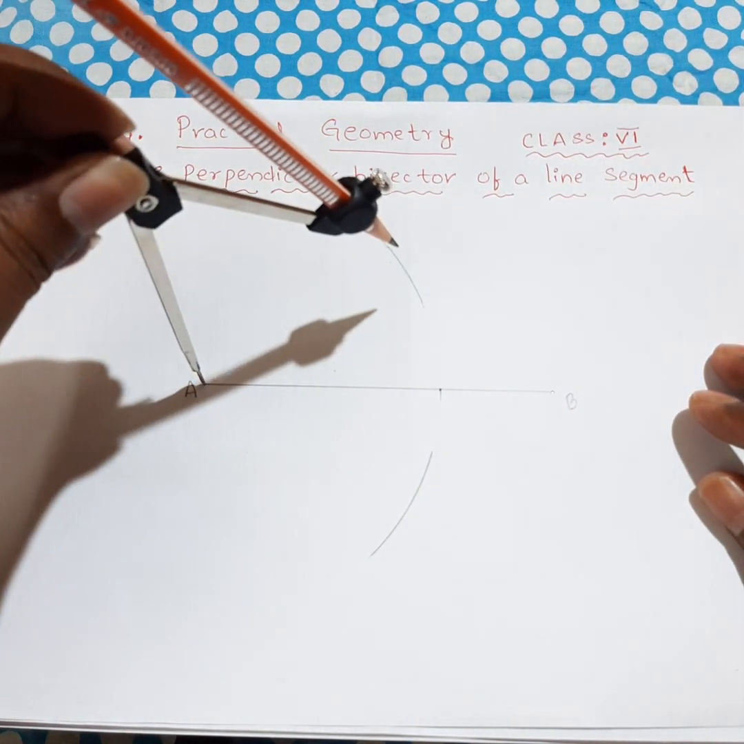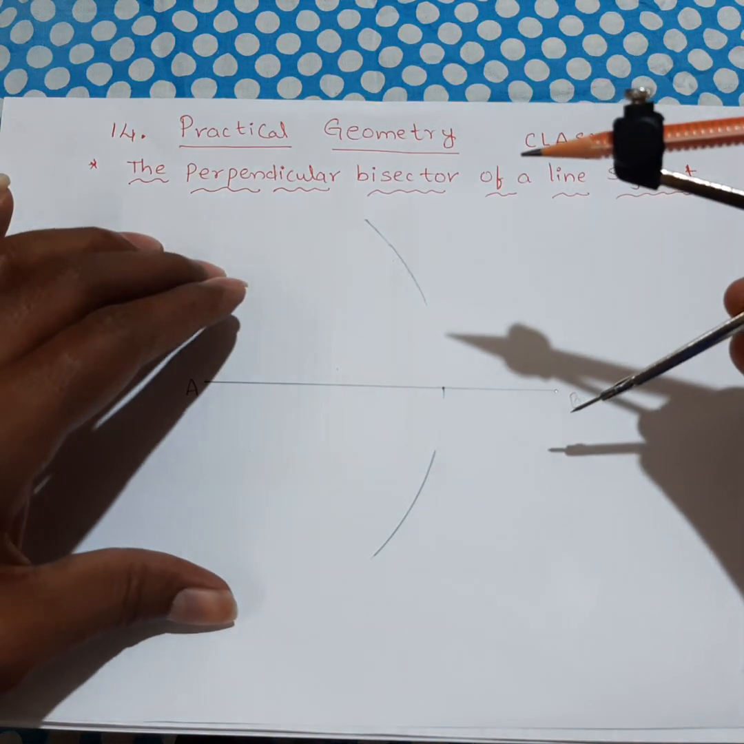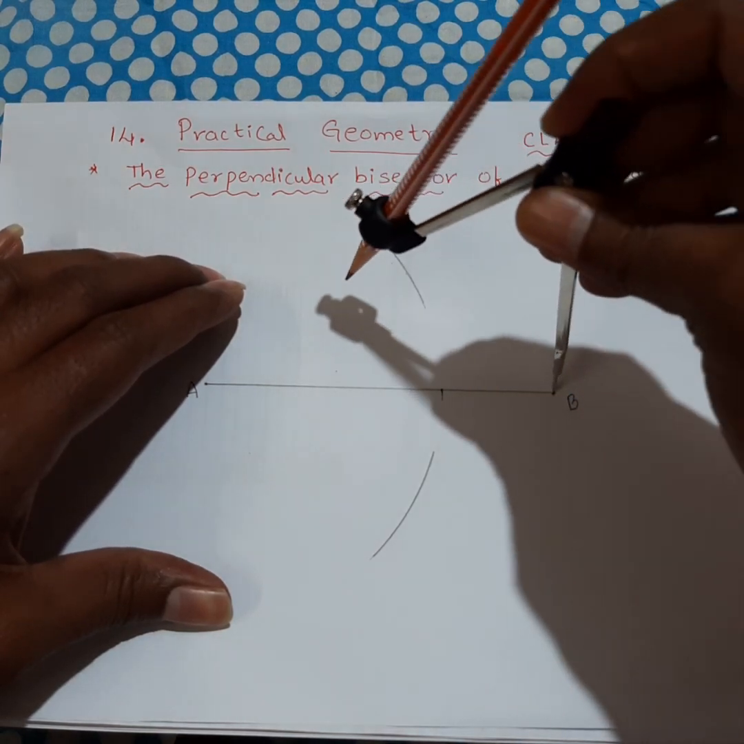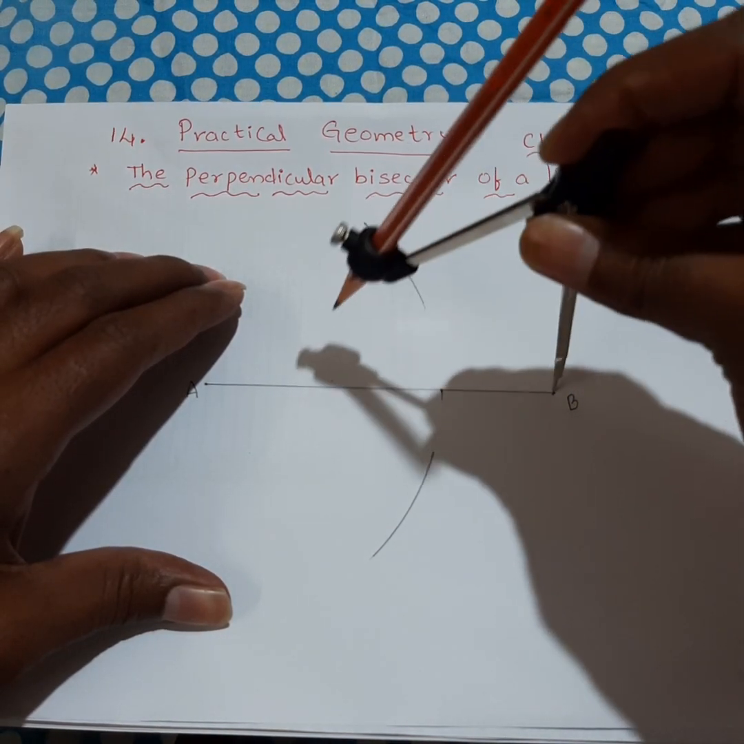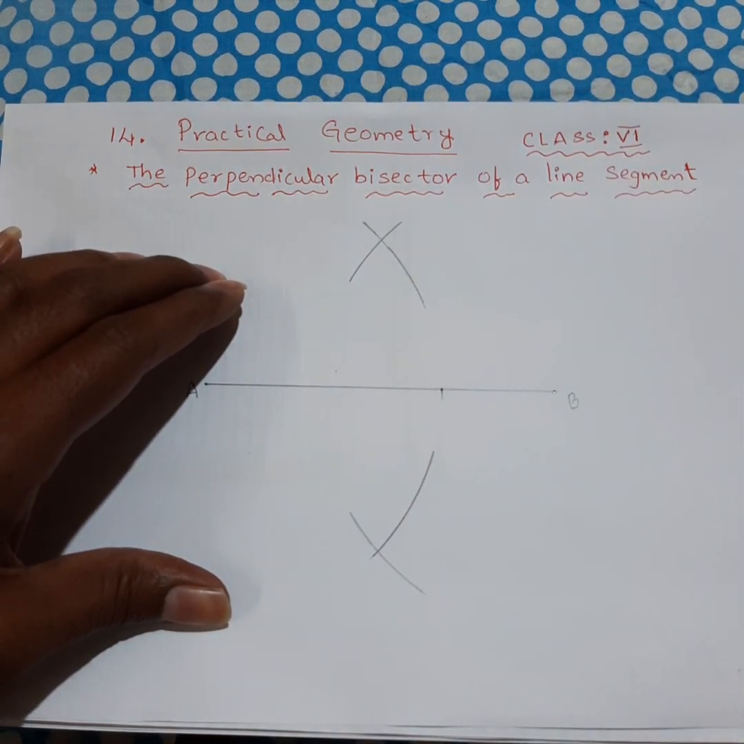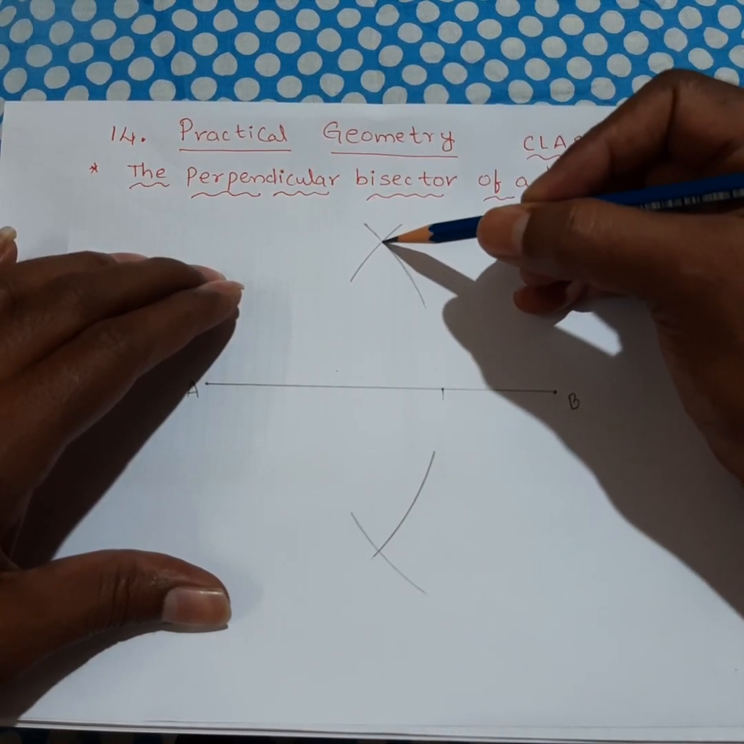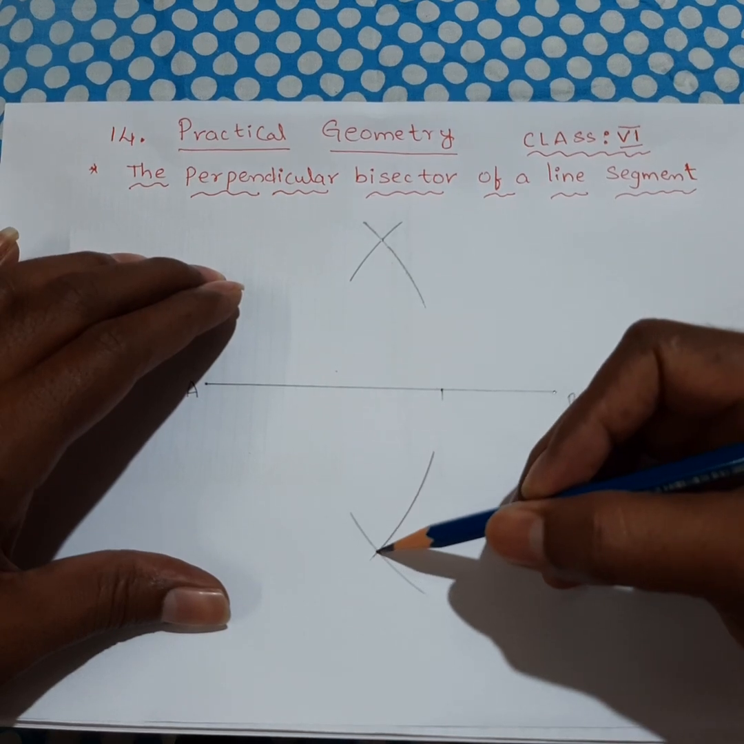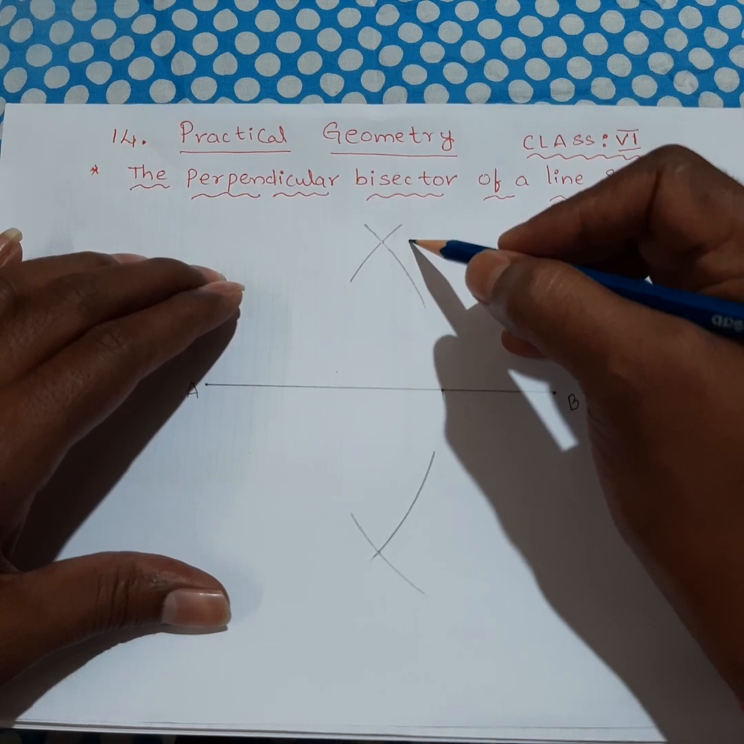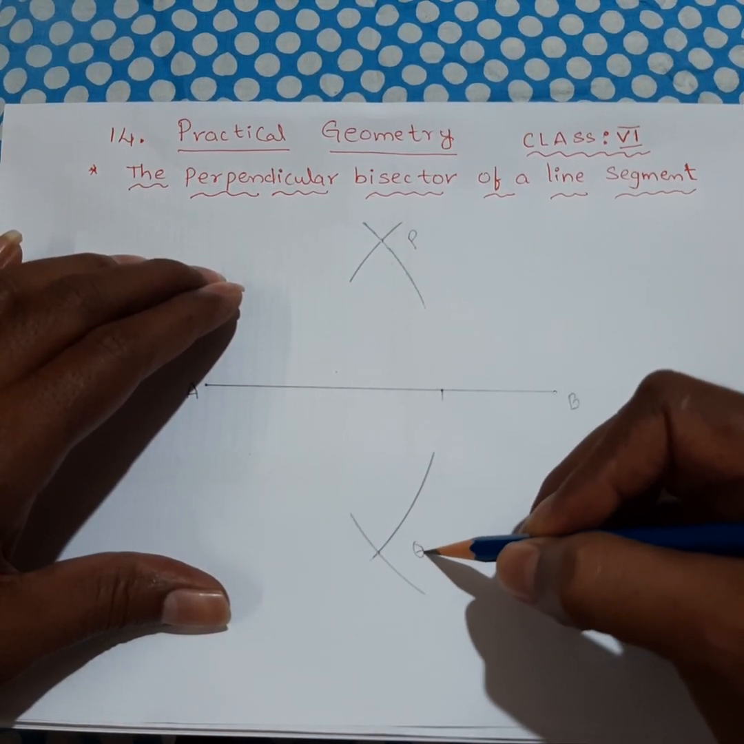With the same radius, take center as B. You need to cut those two arcs, one up and one down. Clear? Now after drawing that, there are 2 points, one above and one below the line segment. Give names to those also. This is point P and this is point Q.